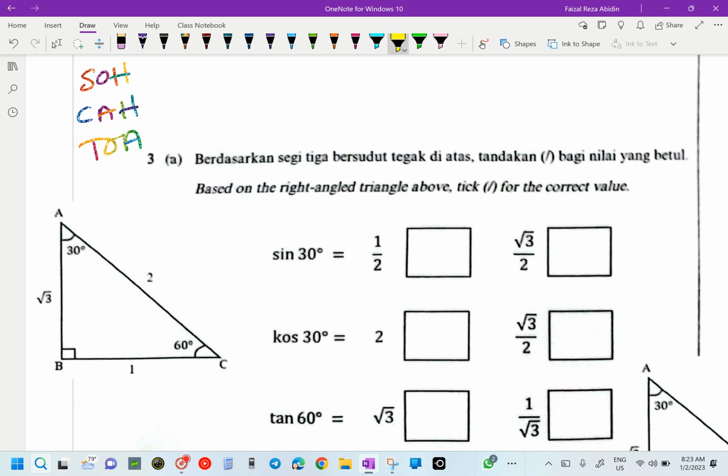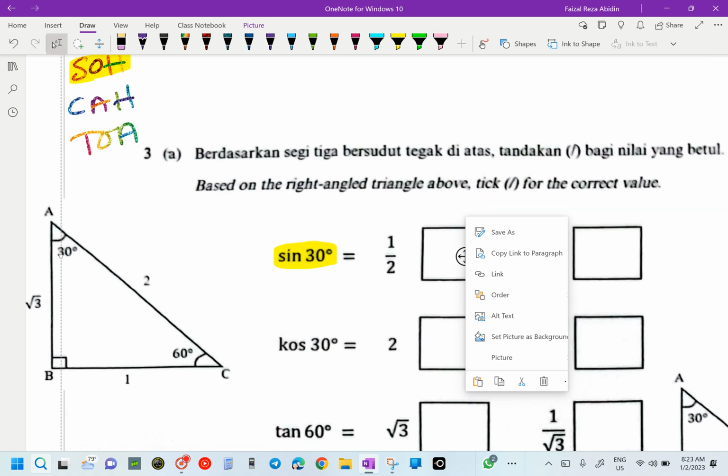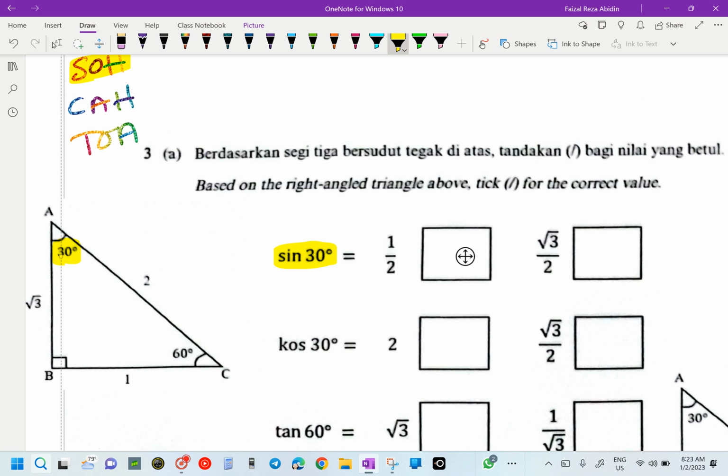Okay. So we are going to look for sine 30 degree. So we know we are going to use what? Opposite over hypotenuse. Okay, so where's 30 degree? Over here. So opposite first. Where is opposite? 1. Which one is hypotenuse? 2. So you are going to get 1 over 2.